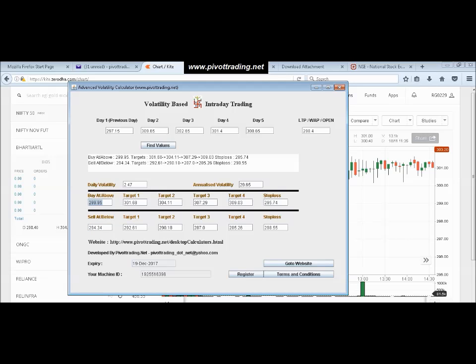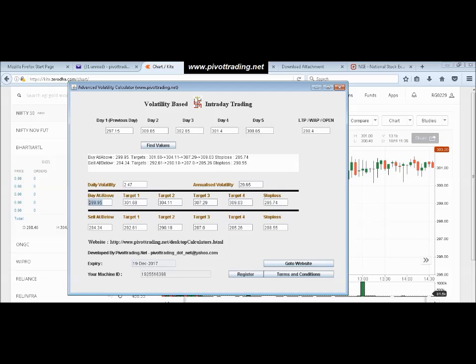we have to buy only above 299.95, because based on the past few days' movement, it has been identified that the volatility for today is expected at these points. Based on these points and the LTP, the price currently going on, this is the suggested buy level, because based on this volatility, this particular level has been calculated.